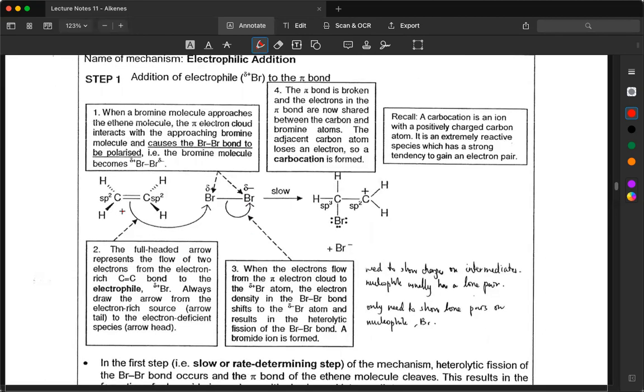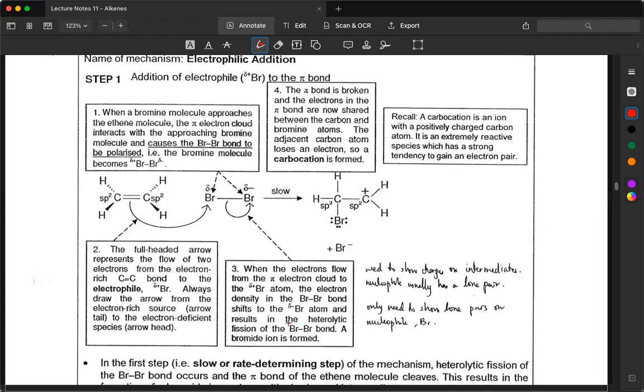Next, you indicate with the full headed arrow to represent the flow of two electrons from the electron-rich double bond to the electrophile. Okay, so the Br plus here is the electrophile. Always remember to draw the arrow from electron-rich towards the electron deficient. Full arrow because involve two electrons, all right? And remember when you do this, this bond will be affected, okay? Because it will be broken as a result. When the electron flow from the pi electron cloud, the electron actually flow to this side, okay? What happens next is that the electron density will be shifted towards the partial negative Br atom.